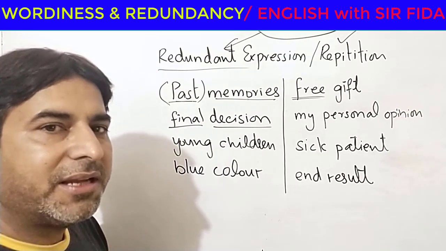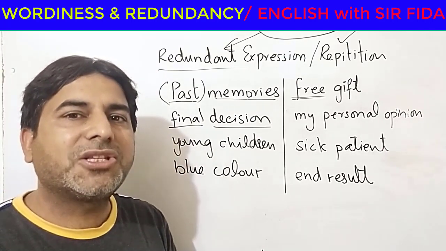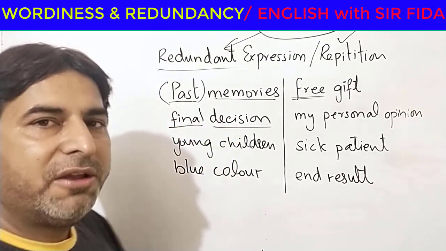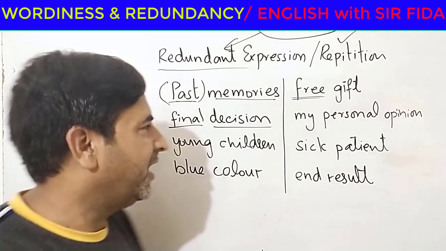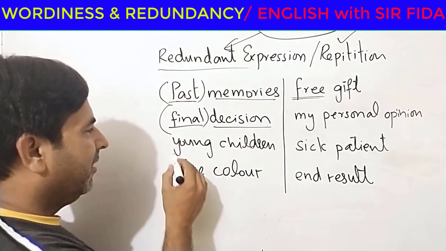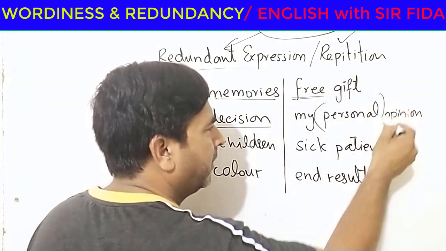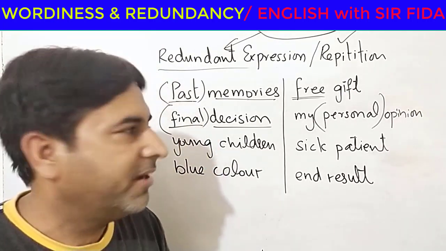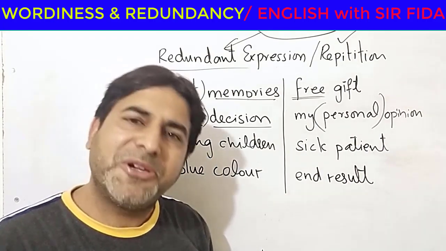Students, keep this in mind: redundant is a word that is extra, I mean, spare. Here in the sentence, if we see a spare word, we can take it out or put it in. It makes no difference. Anyway, final decision, so the word final is redundant. Then my personal opinion. If we look at the middle word personal, my opinion has the same meaning as my personal opinion.